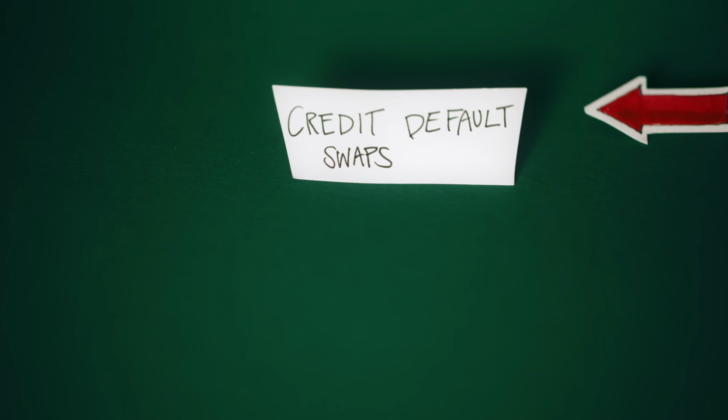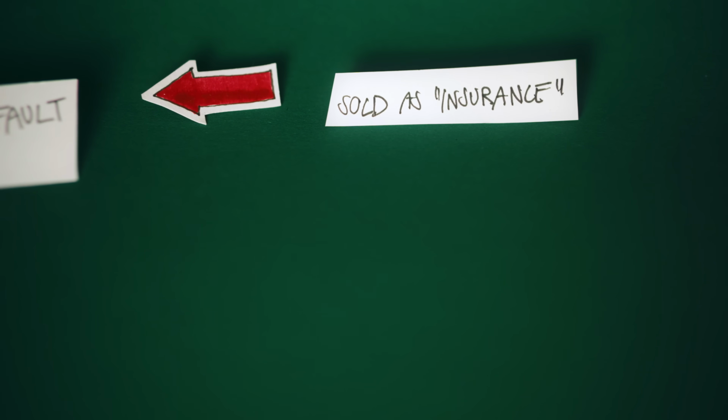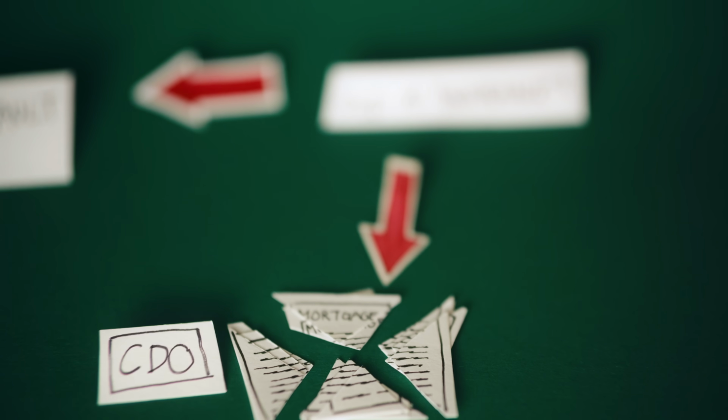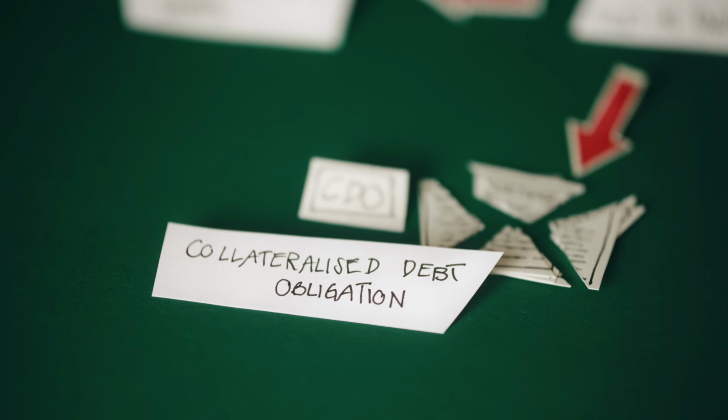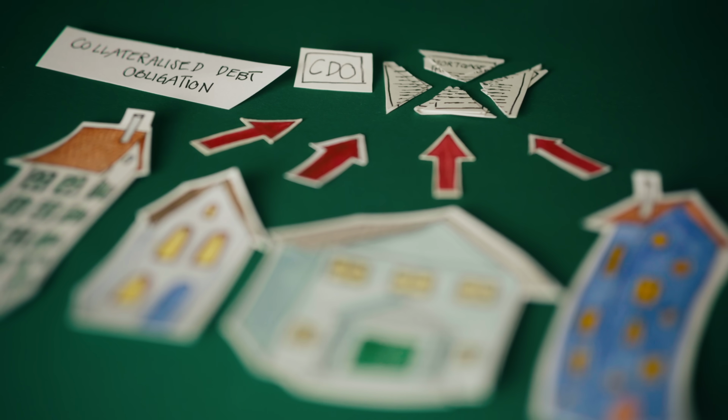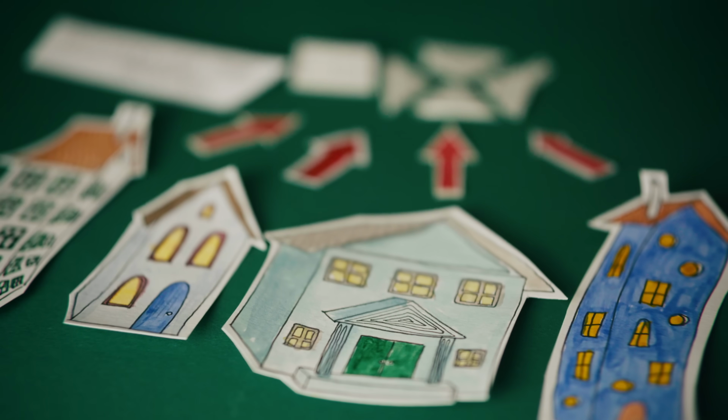In the case of the 2008 financial crisis, more specifically, credit default swaps, which were sold as insurance on mortgage-backed securities and on CDOs, collateralized debt obligations, which were built by repackaging those mortgage-backed securities.